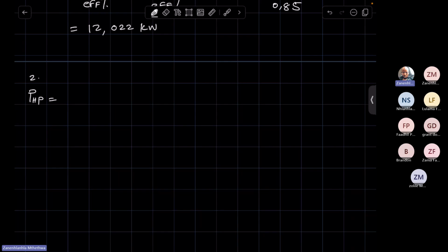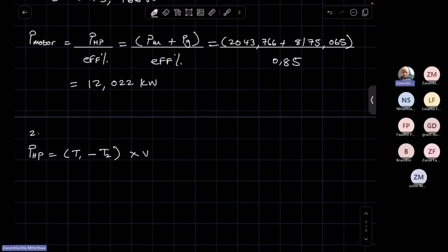Power of the head pulley can be expressed in two ways: in terms of effective tension and the belt speed, as well as in terms of the power to overcome gravity and power to overcome friction. So this is equal to T1 minus T2, which is the effective tension, times V. Now the V was given to us, this we calculated. So essentially here we have this power of the head pulley, which, remember, is equal to this.